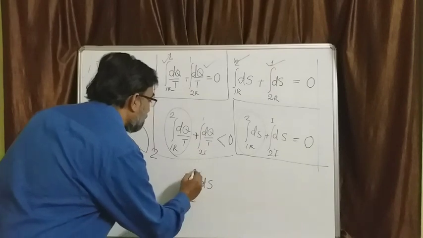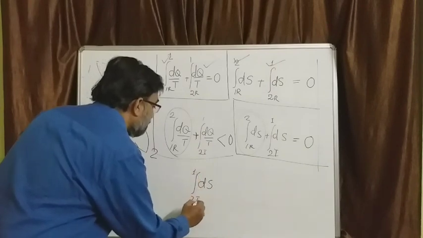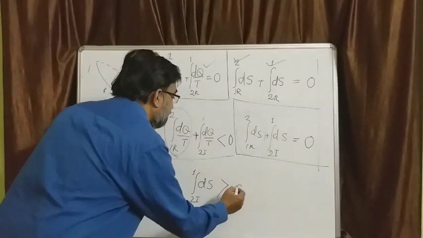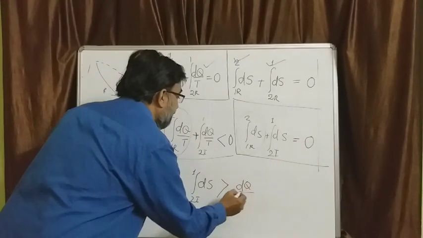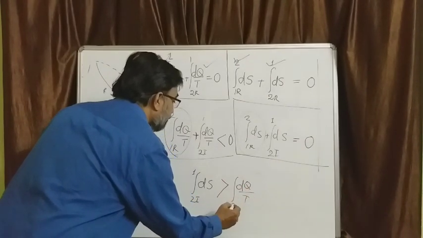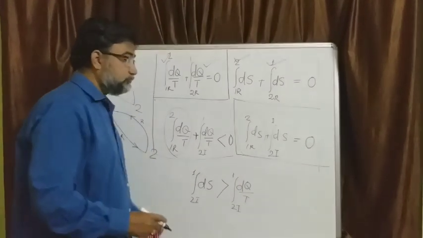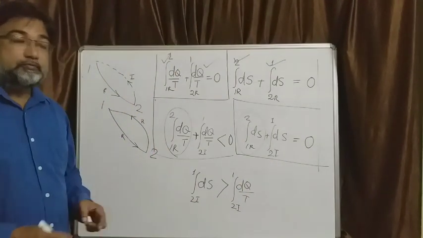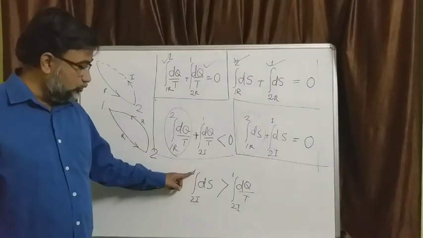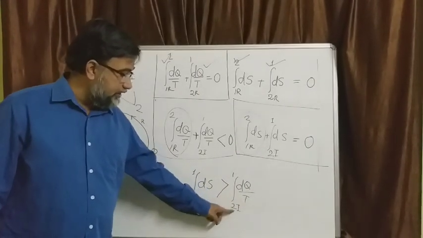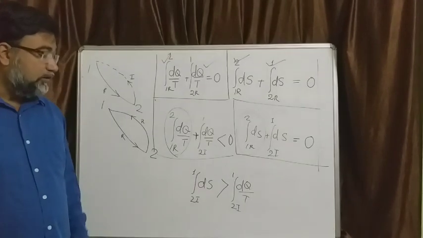2 to 1 irreversible process is greater than dq by t 2 to 1 irreversible process. Yes or no? ds 2 to 1 and dq by t 2 to 1. Alright.